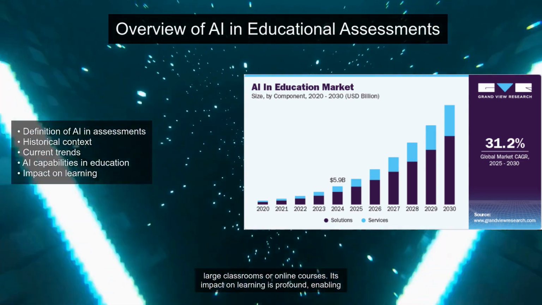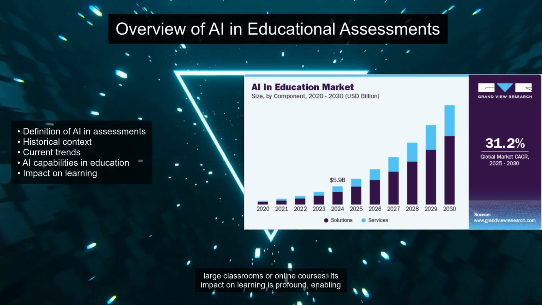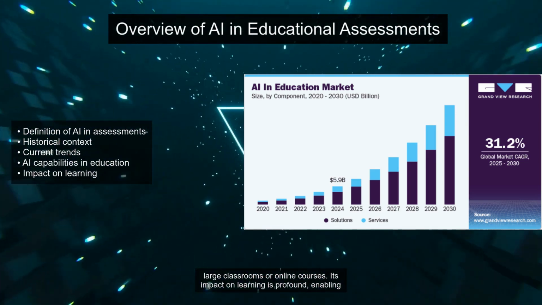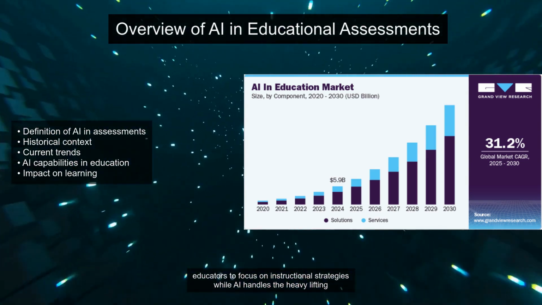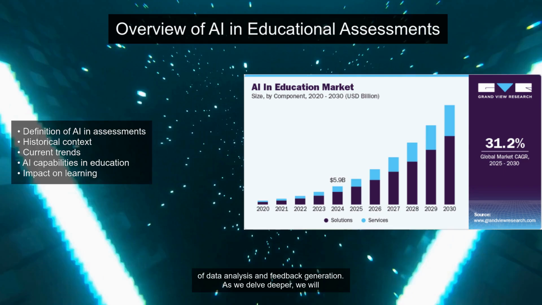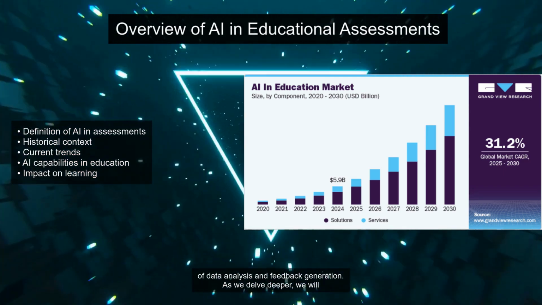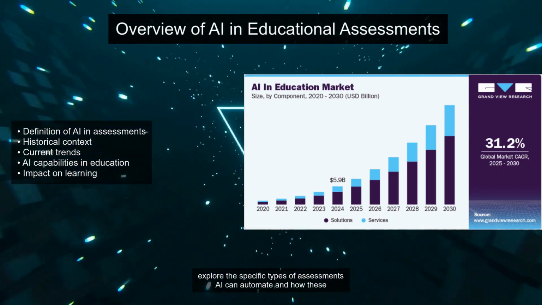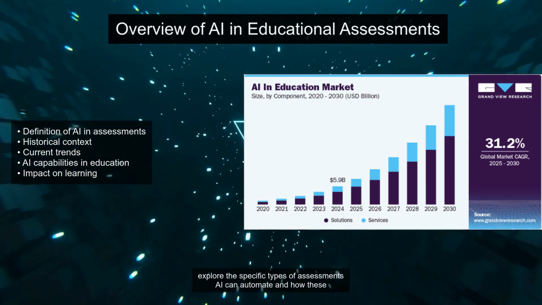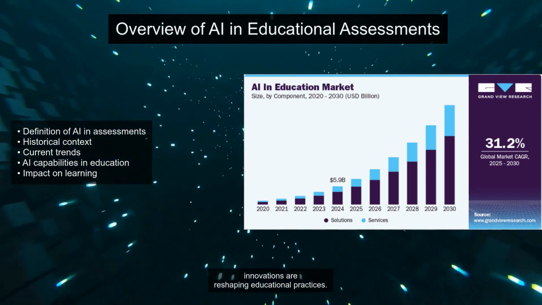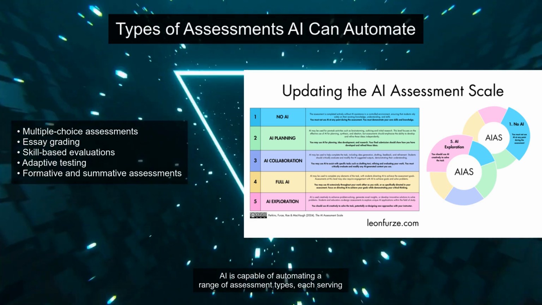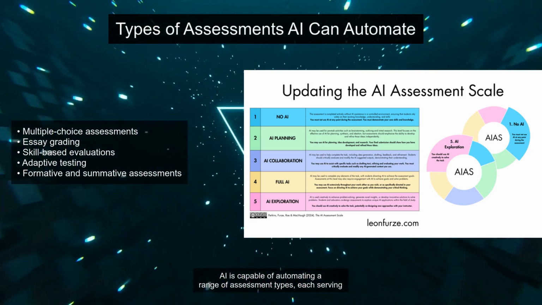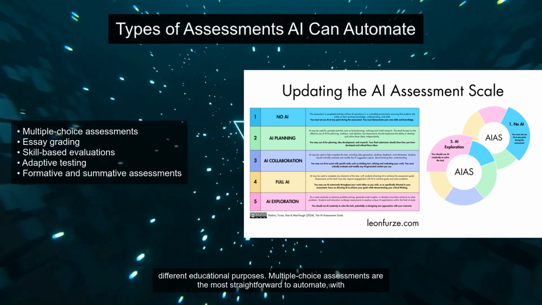Current trends highlight AI's role in providing scalable assessment solutions, essential for large classrooms or online courses. Its impact on learning is profound, enabling educators to focus on instructional strategies while AI handles the heavy lifting of data analysis and feedback generation. As we delve deeper, we will explore the specific types of assessments AI can automate and how these innovations are reshaping educational practices.